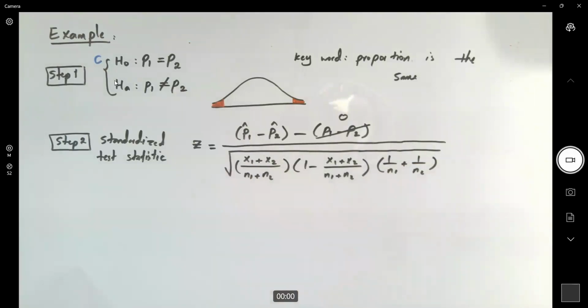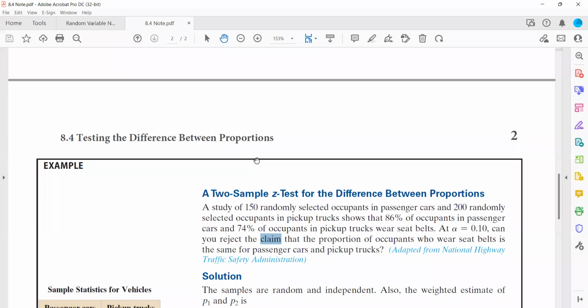Let's take a look at the question and see what information is given to us here. In the first sample, you have 150 randomly selected, and in the second sample, you have 200 of them. We have 74% for the second sample and 86% for the first sample. I need to find x1 and x2.